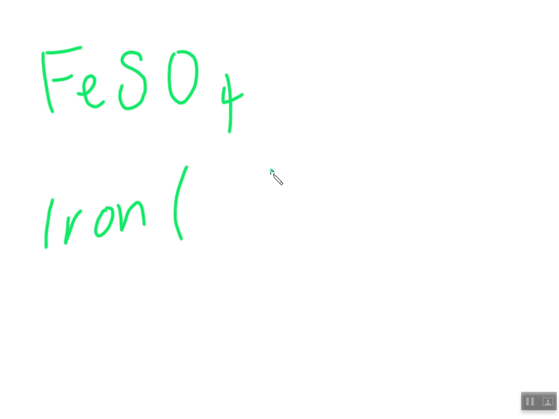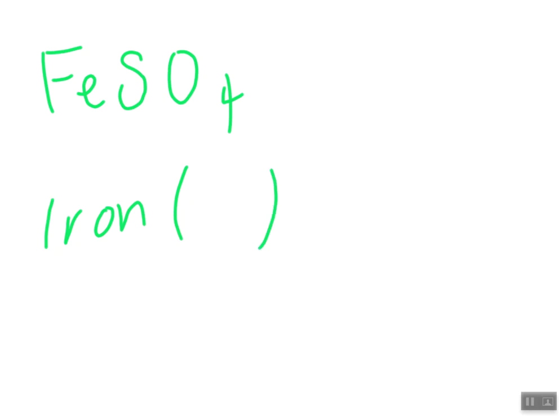Let's do FeSO4. Now, if we look, Fe is iron, which is a transition metal, and S is sulfur, which is a non-metal, and oxygen is also a non-metal. So the first thing we can write is iron, and we know there's going to be a Roman numeral there, so we can just leave that there.